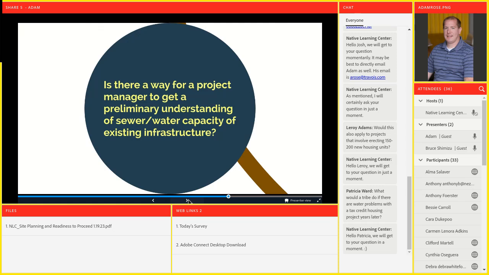So, kind of getting back to that practical on-the-ground question that a project developer or project manager could be asking: how do you go about trying to think about what the sewer and water capacity is? I hear that talked about all the time, how important it is, but who do you call?